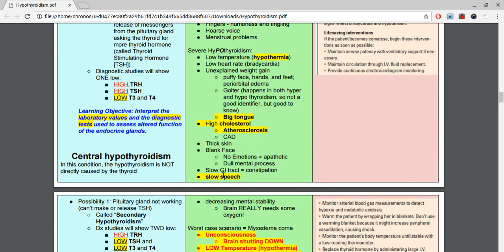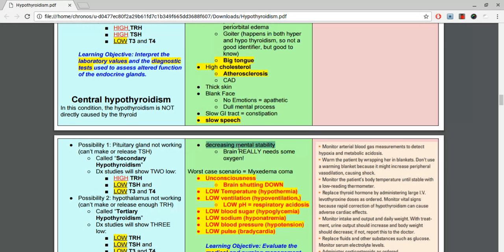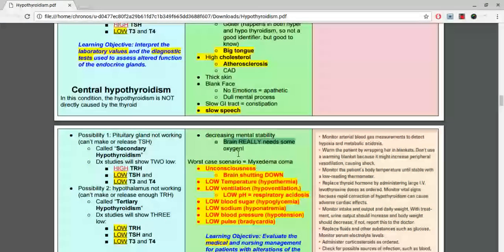Their GI tract is going to be really slow, and what happens when the GI tract is slow is that the poop that's in there is going to stay in there for too long, and all the water is going to get sucked out of the poop, and that's going to lead to constipation. Their speech is going to be slow, and again, that ties into the brain not getting enough oxygen, and they're going to have a decrease in their mental stability. Okay? So the brain really, really needs oxygen. And if it doesn't get what it needs, then everything's going to start to shut down. And it's not going to be happy about that.